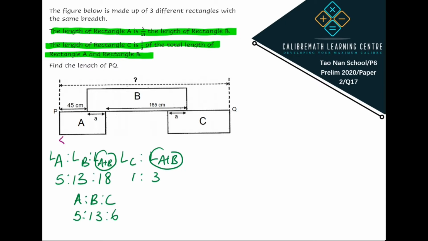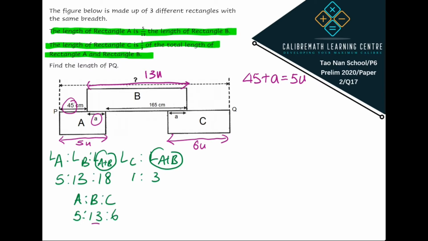So we know that A is 5 units, so we're going to label 5 units here. And we know that B is 13, so we're going to label here to here is 13 units. And the same thing for C, here to here is 6 units. Now if we focus on rectangle A, you will be able to see that the 5 units is in fact made up of the 45 and the A. So we can form our first statement that 45 plus A is equals to 5 units.